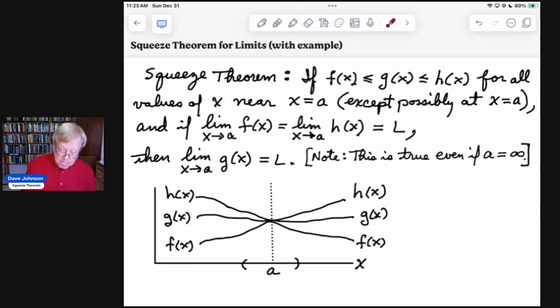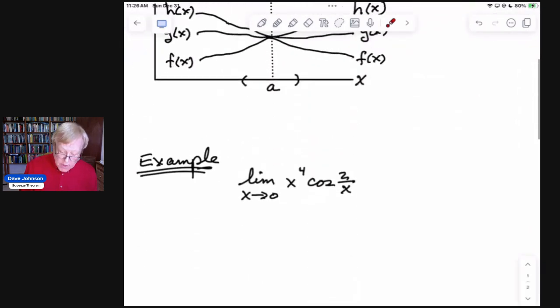Okay. Now you might want to spend a little bit of time and think about this and look at the graph and make sure you understand what the graph is really saying. But let's go ahead and do an example. So in this case, let's say we're trying to evaluate the limit as x goes to 0 of x to the fourth times cosine of 2 over x.